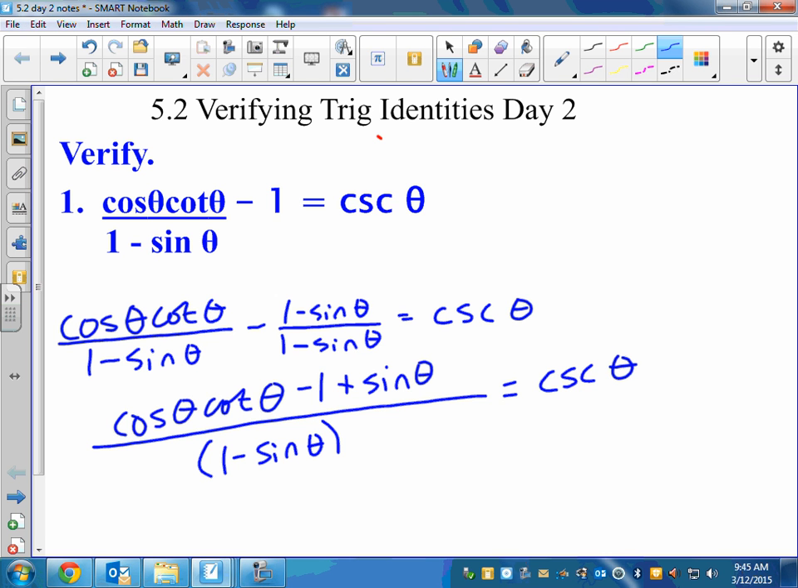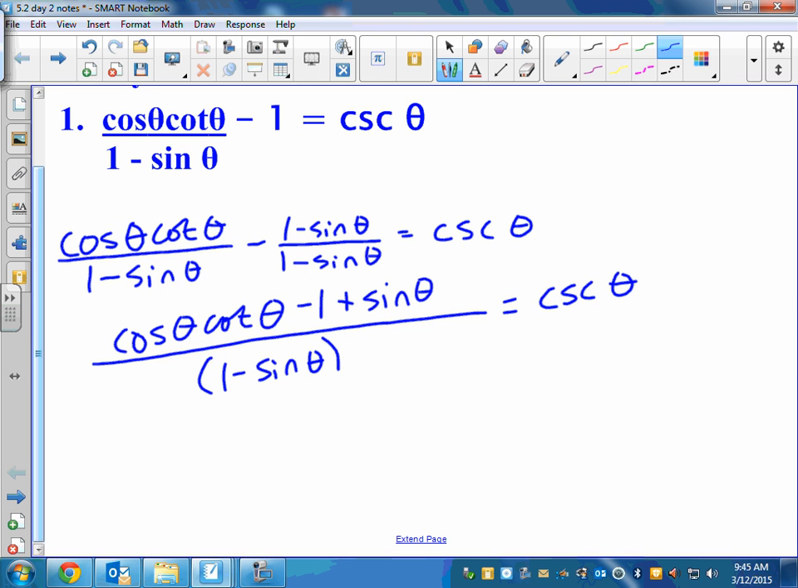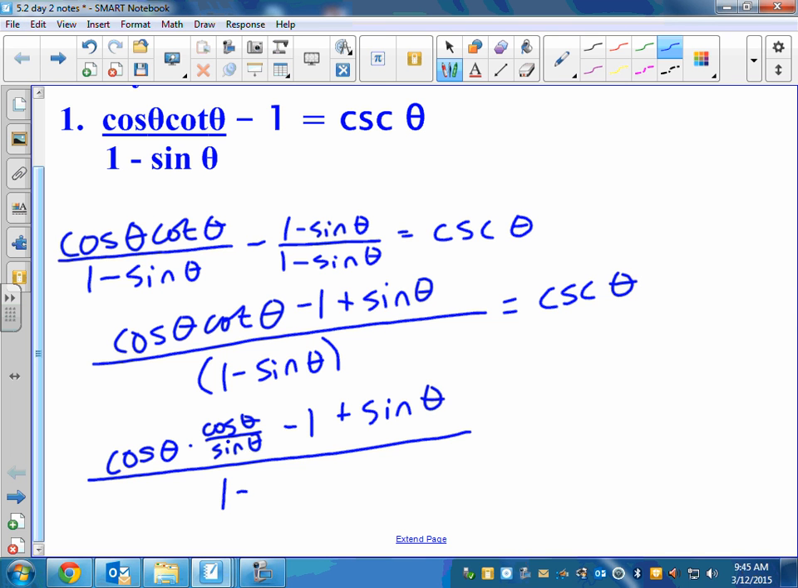Rewrite cotangent as cosine over sine? Yes. Yeah, I see nothing happening right now. I'm not going to rewrite cosine. Rewrite cotangent, so I'm going to change this to cosine over sine. It would have been super awesome if that had a cosine at the bottom and they canceled out, but it doesn't. That would have been an easy problem, right? That wouldn't have been a good day 2 problem.